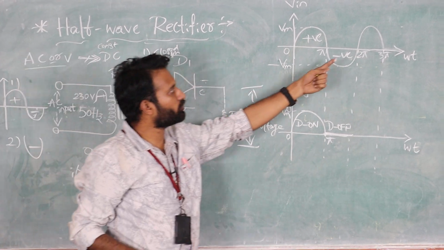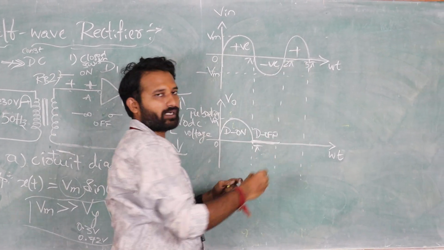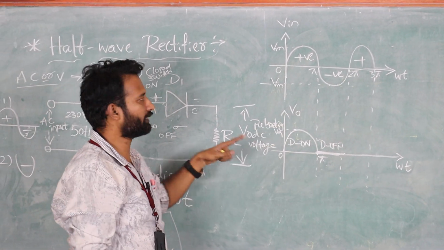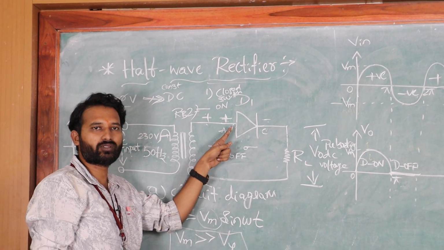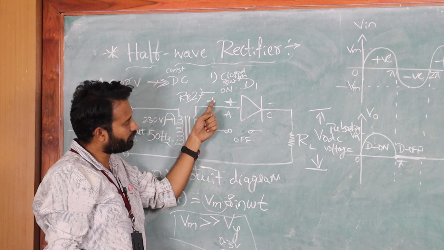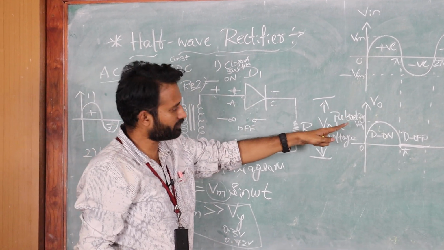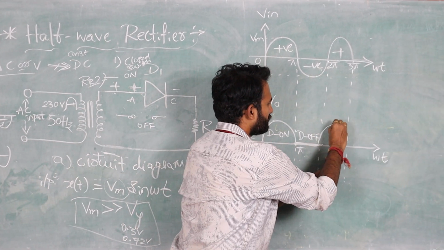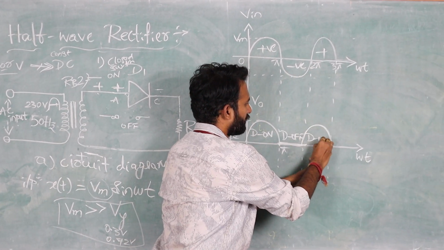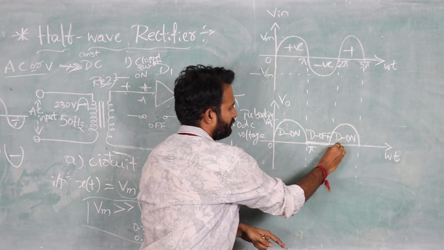Like this, my input will again become a positive half cycle. Again for the positive half cycle, your diode will act as a closed switch. It conducts, current will flow through the diode, and whatever the input is will be available across the output. My input is the positive half cycle, so again I will get the positive half cycle. Here you can write D on.